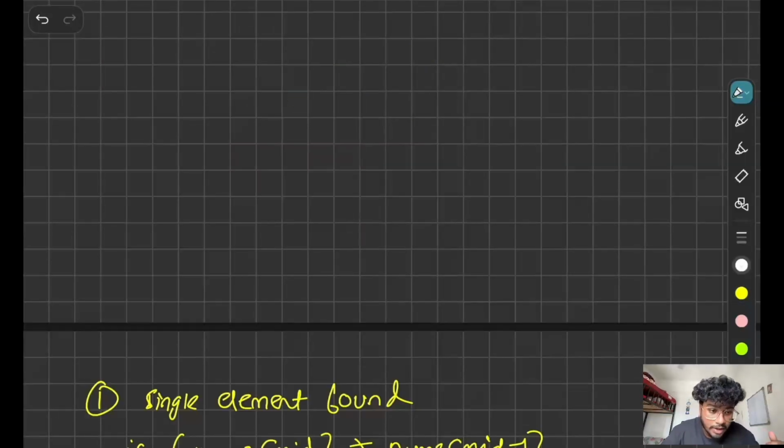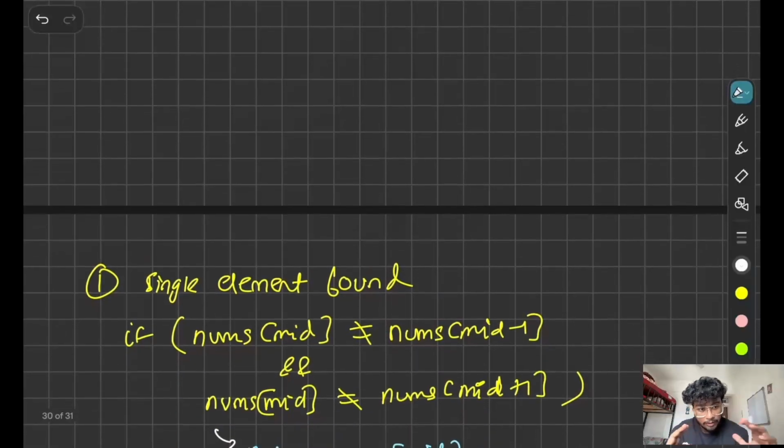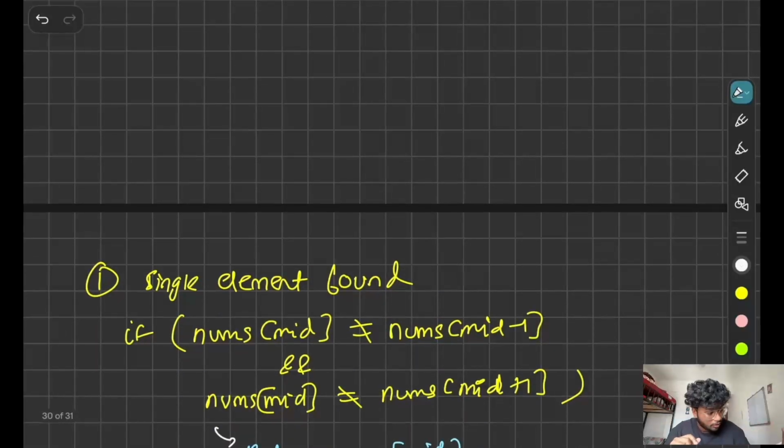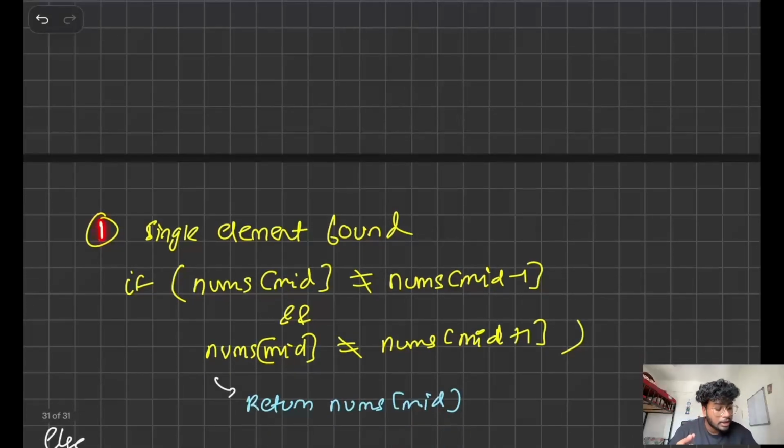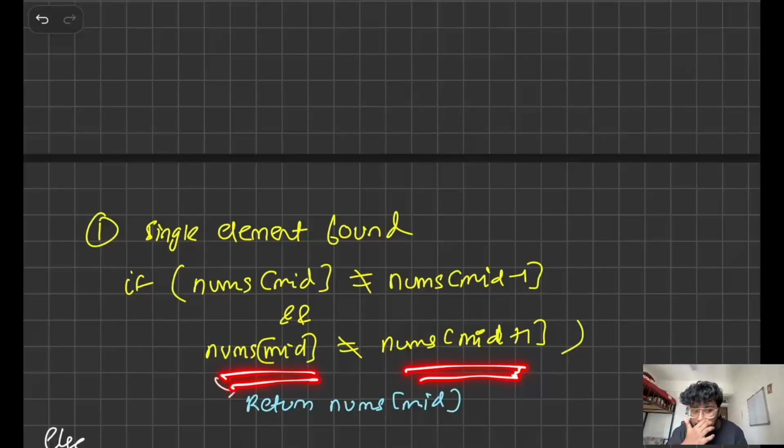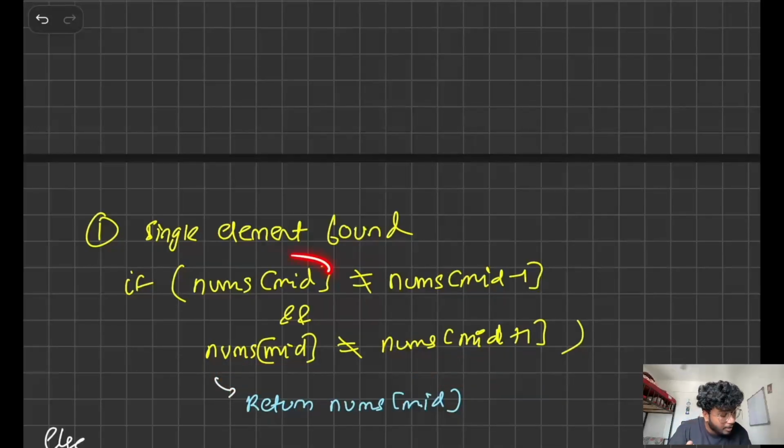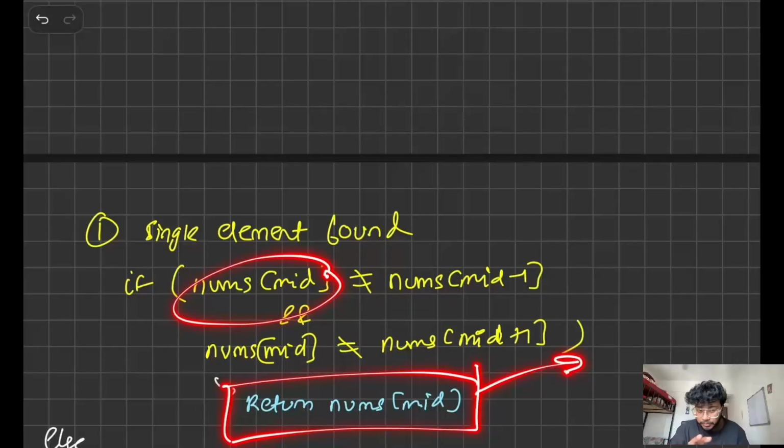Okay, so let's now discuss the pseudocode, what I was talking about, and how we are moving our search space. Firstly, in a simple way, I'll check if my mid is the single element. If my nums of mid is not equal to nums of mid minus 1, and my nums of mid is not equal to nums of mid plus 1, I can just say that my nums of mid itself is the single element. I can return it. Okay, got it?